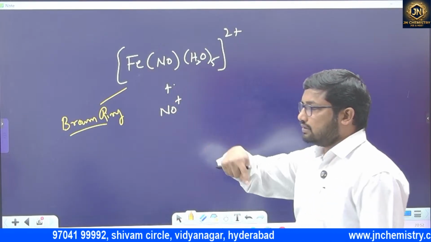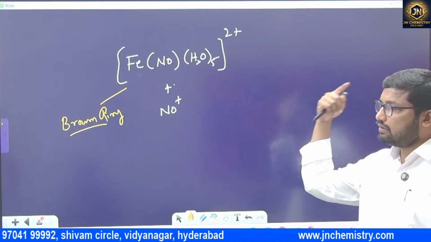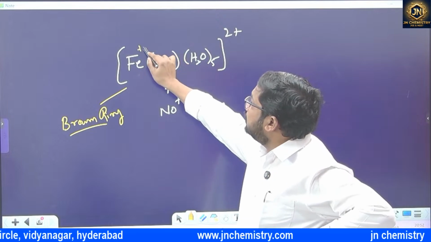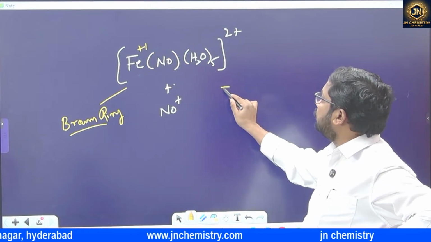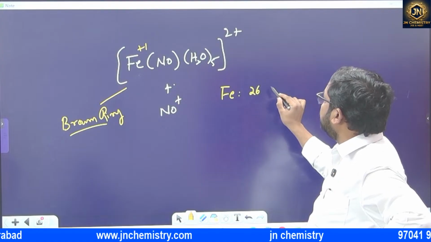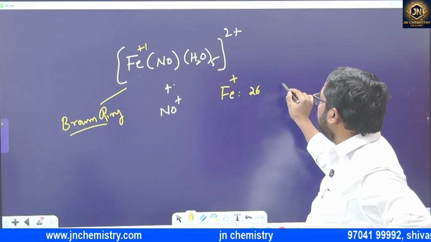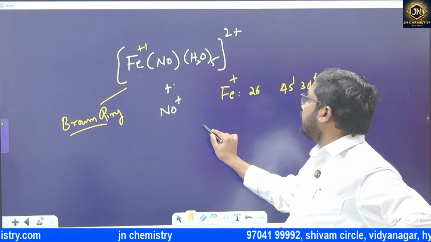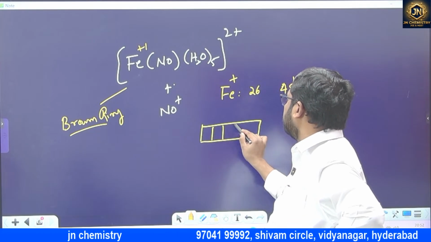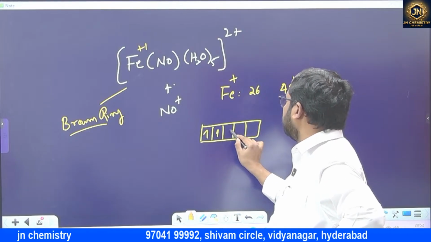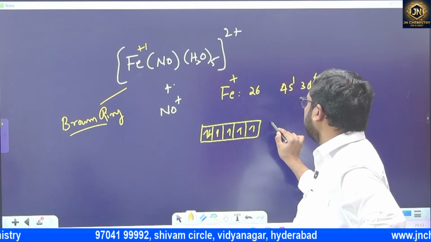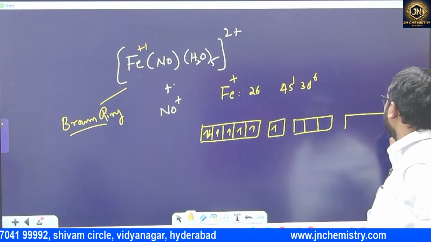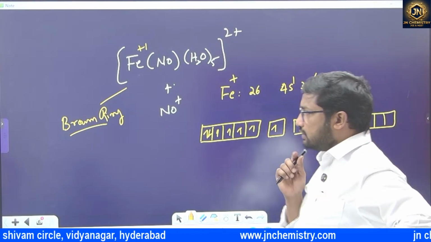Brown ring complex. రింగ్ వస్తుంది ఎన్ఓ ప్లస్ ఉందా లేదా అని అనాలిసిస్లో చేస్తాం. ఇక్కడ ఐరన్ ఆక్సిడేషన్ స్టేట్ ఎంత వస్తుందో +1. ఐరన్ 26. +1 directly I am writing. Okay, 4s1 3d6. But here 1 2 3 4 5 6 here, one here, one. Okay, first write like this.